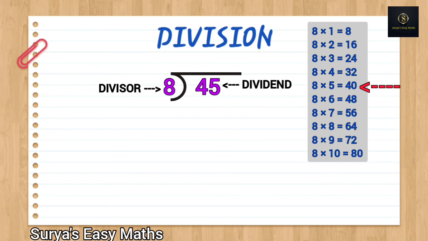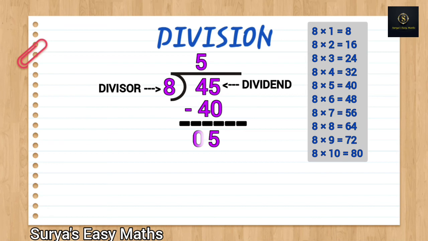At 5 times. So we write 5 above the line. Now 40 we write under the 45. Now let us subtract 40 from 45. So 5 minus 0 is equal to 5 and 4 minus 4 is equal to 0. Therefore the remainder is 5 and our quotient, that is the answer, is also 5.